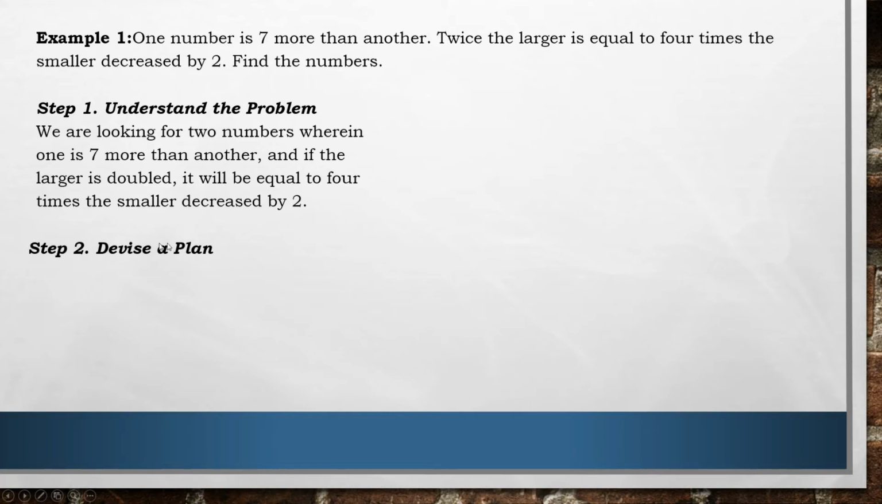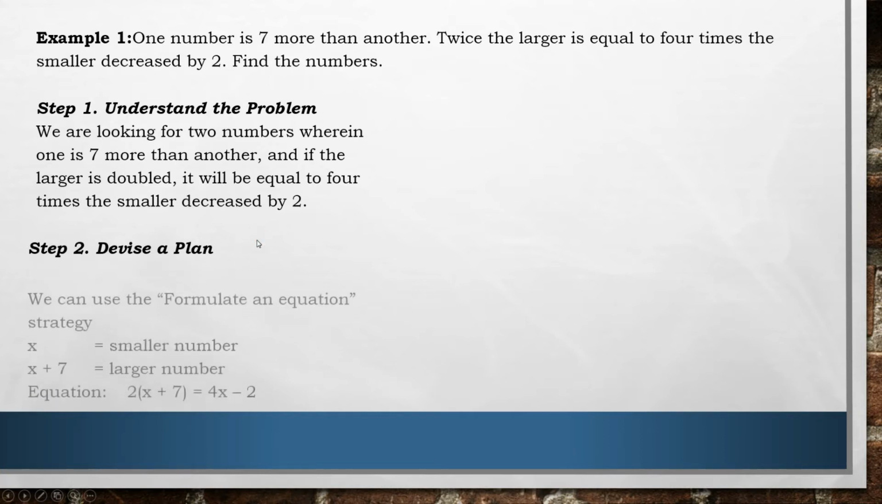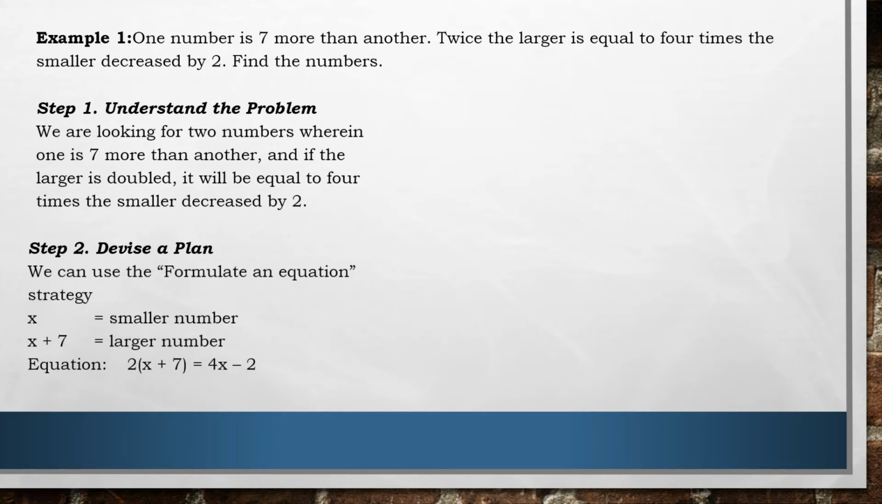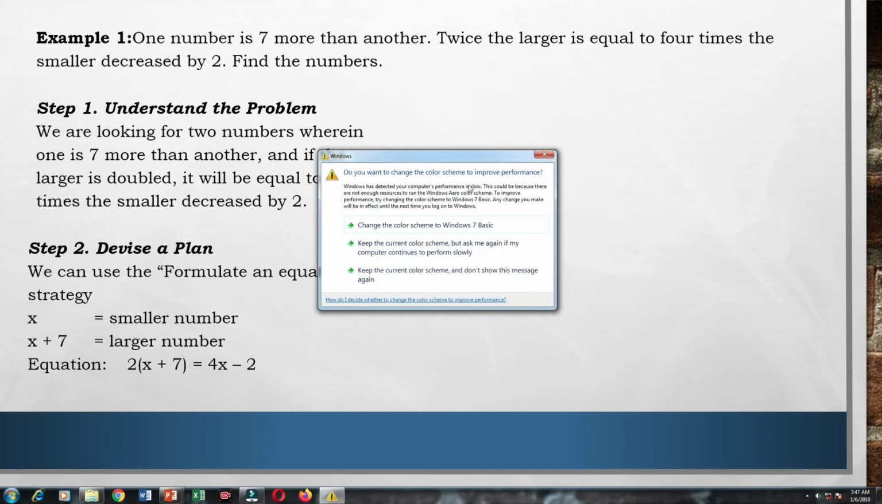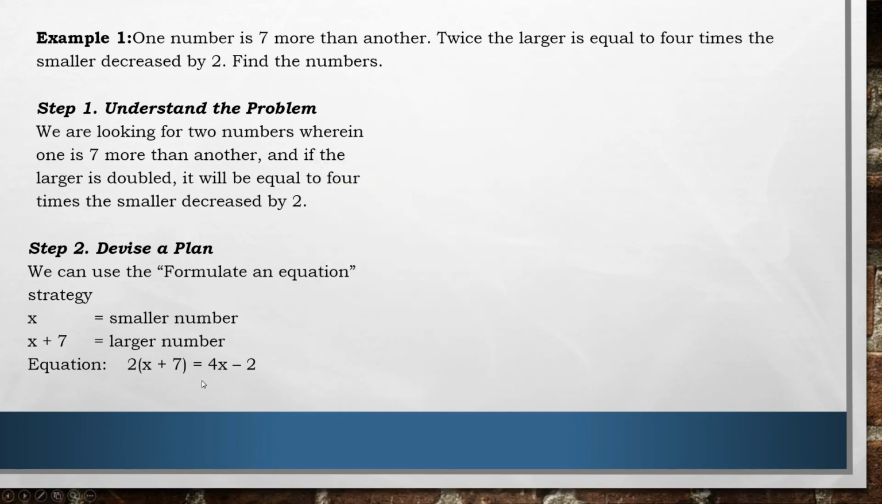So, step 2, you have to devise a plan. We can use the formulate an equation strategy. This is very useful when we are finding a missing number. So let x be the smaller number because we do not know the number. And then of course x plus 7 is the larger number, from one number is 7 more than another. So our equation then is 2 times (x plus 7) equals 4x minus 2.